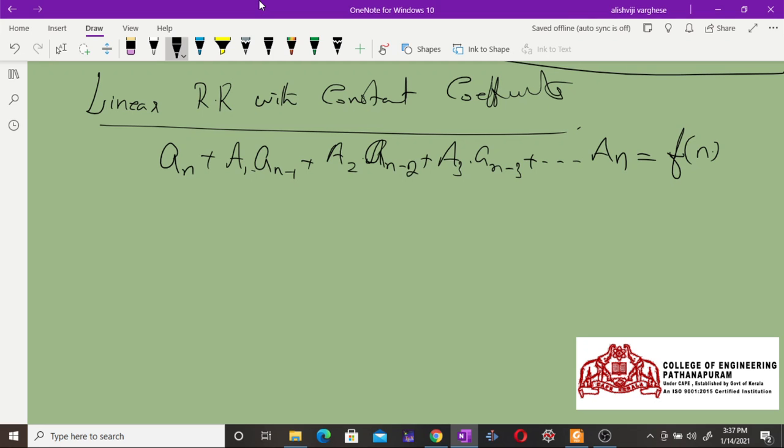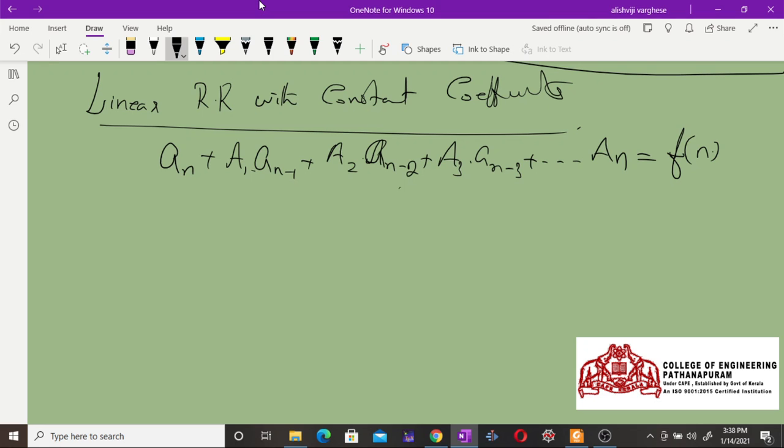And notice one more thing here: the coefficients of a_(n-1), a_(n-2), etc. are constants, and therefore it is a recurrence relation with constant coefficients, and the power of the terms a_(n-1), a_(n-2), etc. is 1, and that is why we call it a linear recurrence relation. If the power of a_(n-1) or a_(n-2) is not equal to 1, then it is not a linear recurrence relation with constant coefficients.